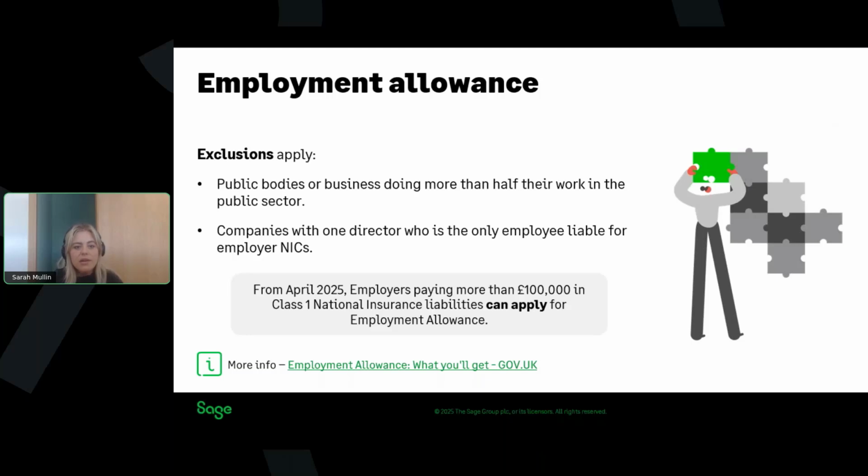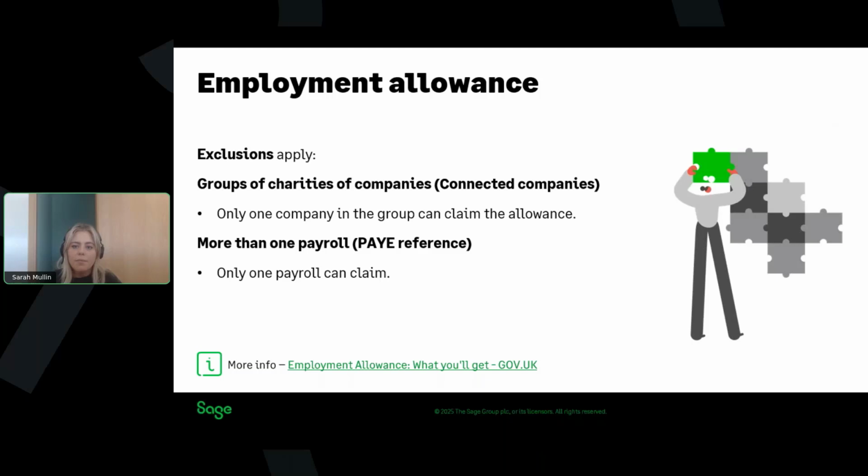Now, from April 2025, employers paying more than £100,000 in Class 1 NICs can actually apply for employment allowance. Now, this is another thing that changed this tax year, and it does mean that it opens it up to a lot more employers as well. Other exclusions apply if you're a group of companies or if you have more than one Pay As You Earn reference.